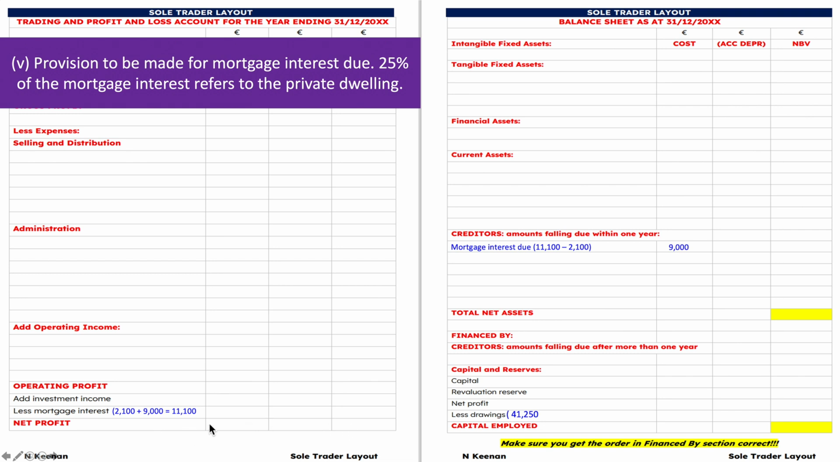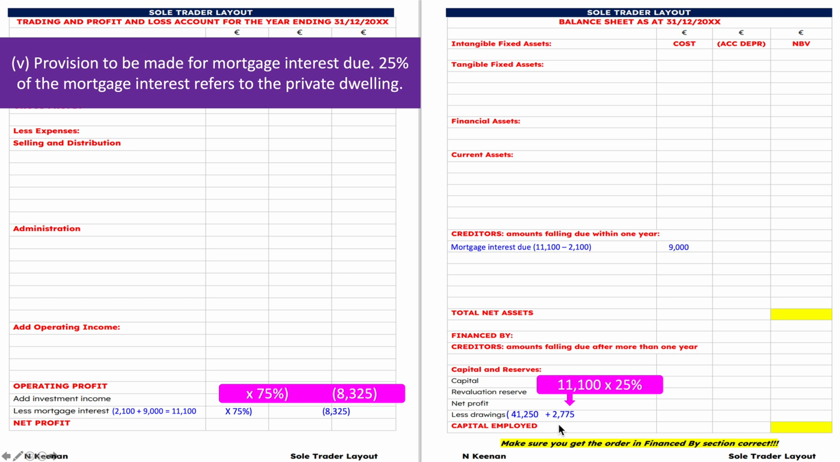Now, then you have to put 75% of it into the business, because it says that 25% relates to the private dwelling. So 75% here, 8,325, and 25% here, add 2,275. So that's the first adjustment for drawings done.